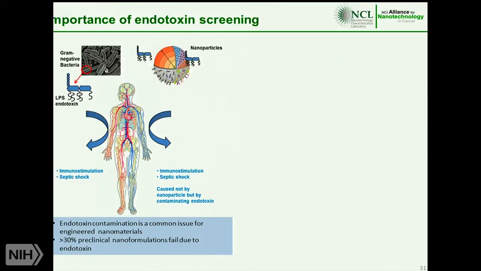Now I will switch the subject a little bit and talk about endotoxin. For those of you who are not familiar with endotoxin, I'll give a very brief introduction. Endotoxin, or lipopolysaccharide, is a component of the membrane of gram-negative bacteria. And it is a very potent immunostimulant. Even when it is present in picogram concentrations, immune cells detect and react to it by production of inflammatory stimuli such as cytokines. Endotoxin may lead to immunostimulation and also septic shock, which results in multiple organ failure.